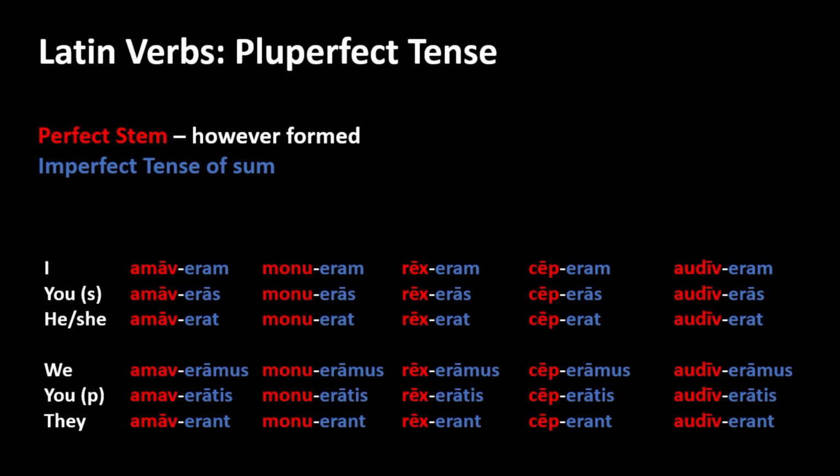I suppose the only slight difficulty you might have is that you should be very careful not to confuse they had loved, or they had warned, or they had ruled, or they had taken, or they had heard. You should be very careful not to confuse the erant endings with the erunt endings of the perfect tense. But apart from that possible wrinkle, there is the pluperfect tense.